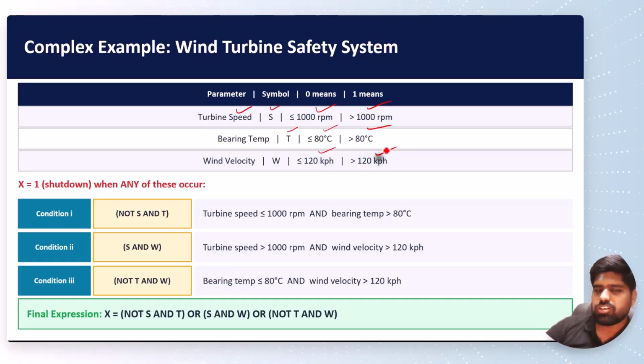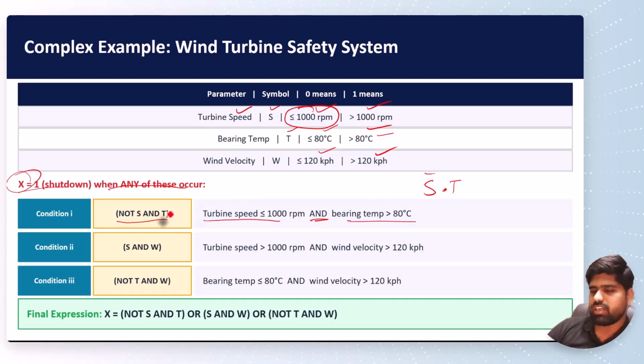Now the condition is given afterwards. They say X is 1, shut down, when any of these occurs. So we have to produce 1. How? NOT S and T. What does it mean? NOT S is less than 1000, as they have mentioned over here, and T is greater than 80, because they didn't say it's not. If it's not, then 1 means the condition will take this condition over here.